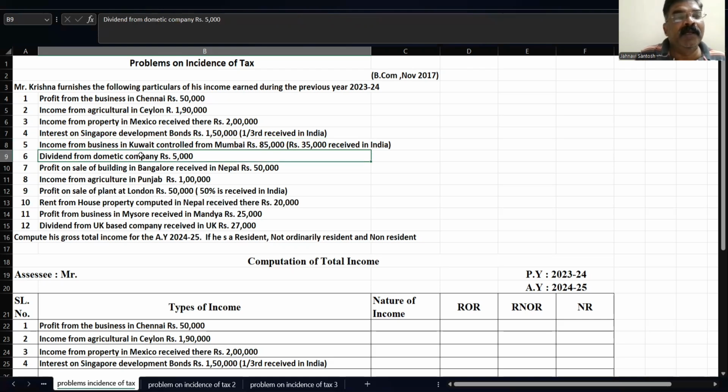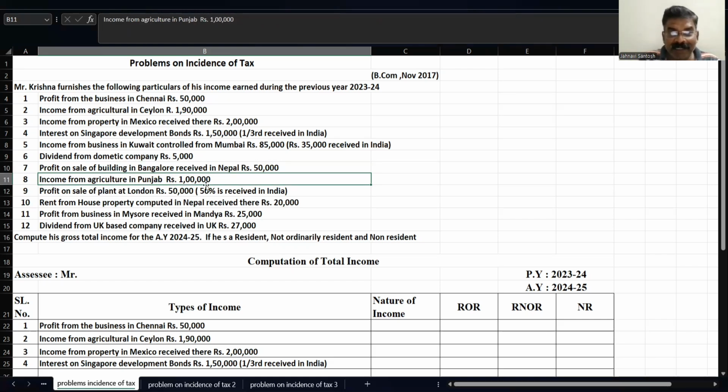Okay, next we go. Dividend from domestic company, rupees 5,000. This is taxable in all the three cases. Domestic company here means it's an Indian company. So taxable in all the three cases. Profit on sale of a building in Bengaluru, received in Nepal, rupees 50,000. You can see the building is in Bangalore, profit is generated in Bangalore, the sale has happened in Bangalore. But by default, the amount is received in Nepal. But out of these four, earned, raised, received, accrued, if any one happens in India, that is treated as an Indian income. So we treat that as an Indian income and all the 50,000 rupees is taxable in all the three cases.